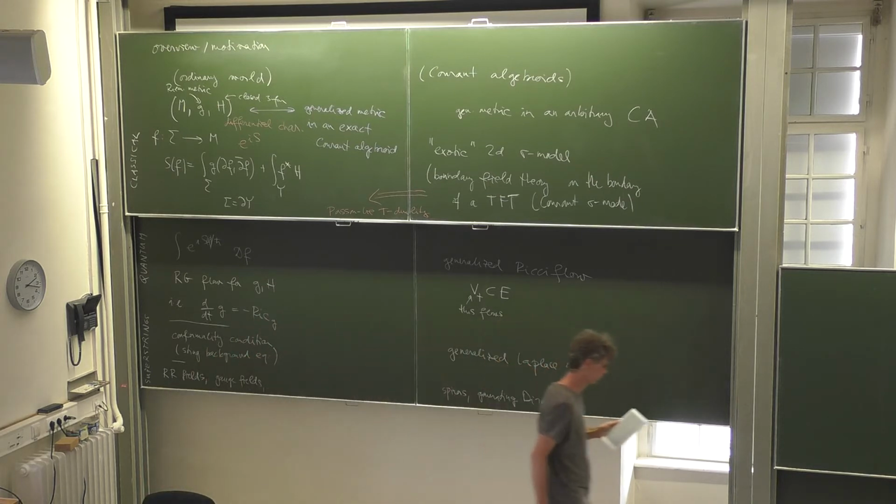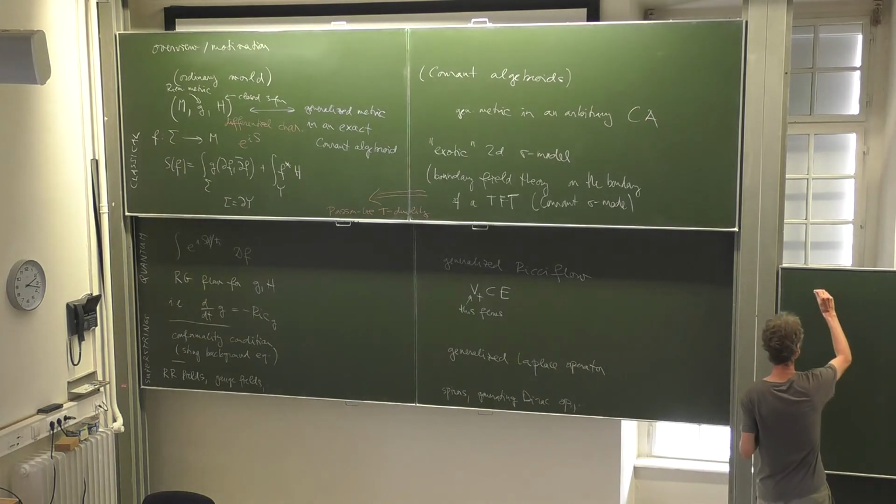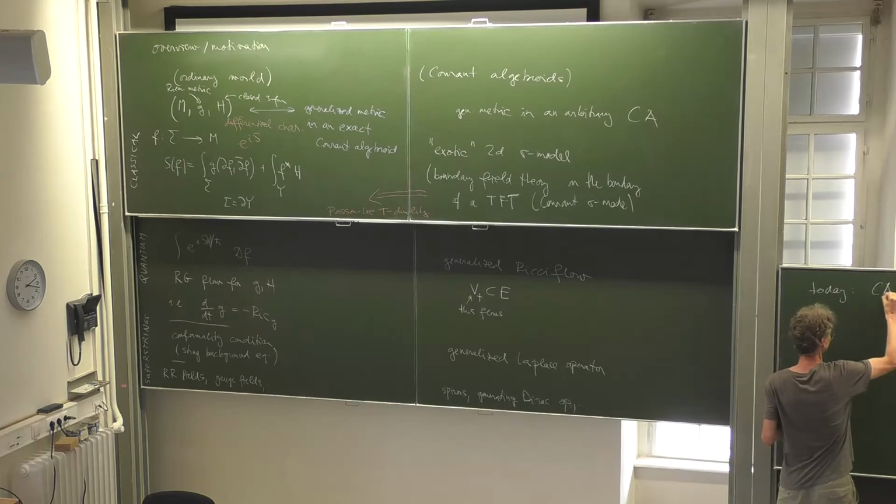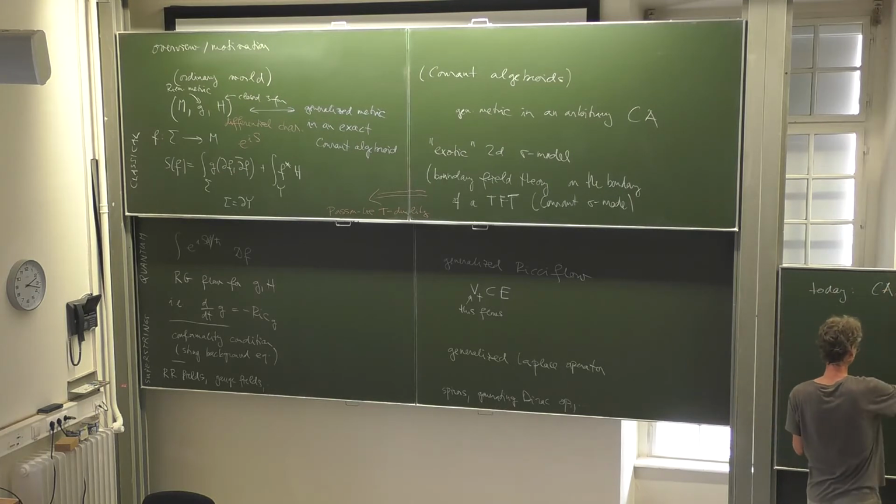Okay, so what we're going to do today will be just what Courant algebroids are, what a generalized metric is, and a little bit about what this Poisson-Lie T-duality is.